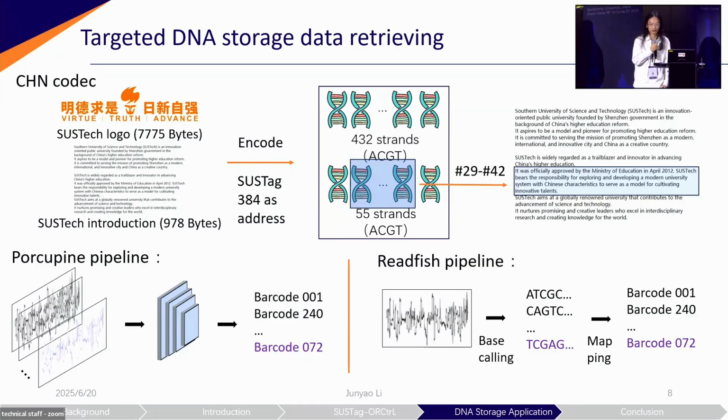The other pipeline is a ReadFish pipeline. A ReadFish pipeline is a mainstream pipeline. These pipelines send the signals first to the base callers, such as Dorado and Bonito, and the base caller outputs the nucleotide sequences. The researchers will use some mapping tools to map this output to the references and finally get the identification results.